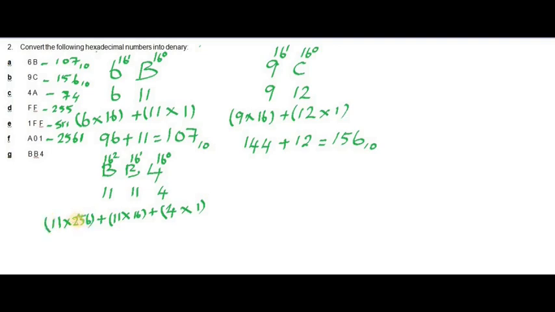Okay, now when you calculate this one, you will be getting the answer 2816, plus for this one you will be getting the answer 176, right? Plus this will be 4. What is the final answer? When you add these three, you will be getting the final answer, that is 2996 base 10. So this is our final answer. So for double B4, the answer is 2996 base 10. Okay, now move on to the next question.